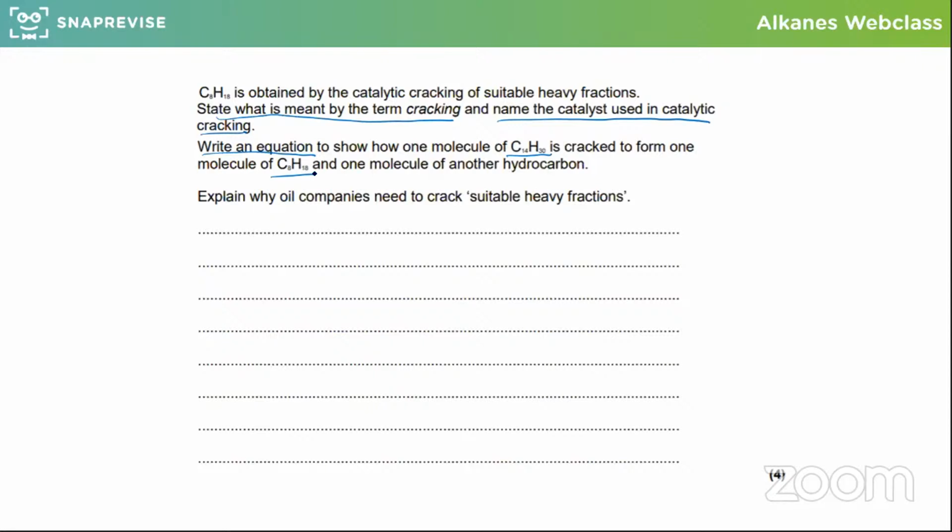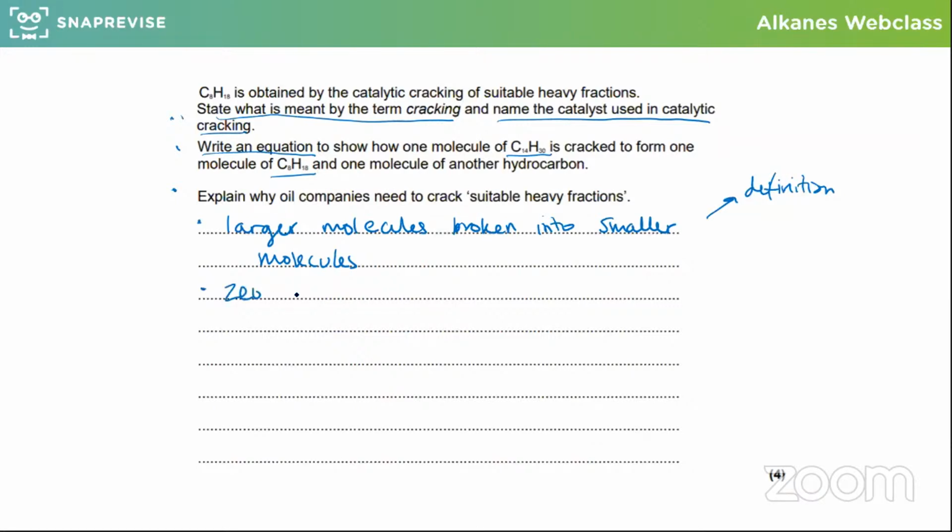So there's kind of 4 things here: 1, 2, 3, 4. And that's where we're going to get our marks. The key thing, so what is meant by the term cracking? It is larger molecules are broken into smaller molecules. And that's basically our definition of cracking. So that's our first mark. Then it says name the catalyst used in catalytic cracking. So that would be our zeolite catalyst.